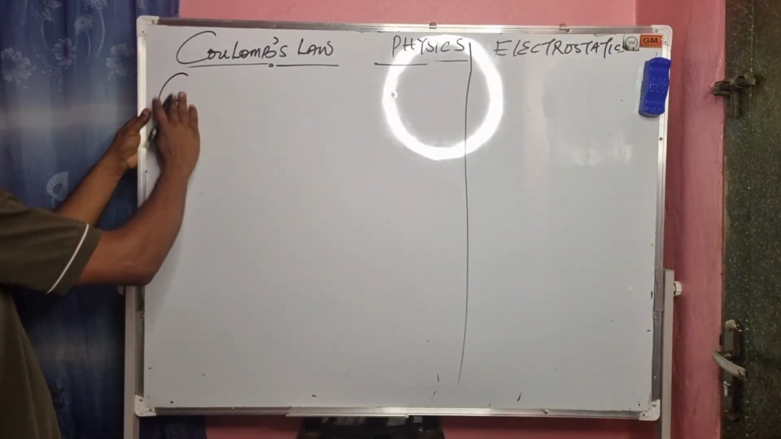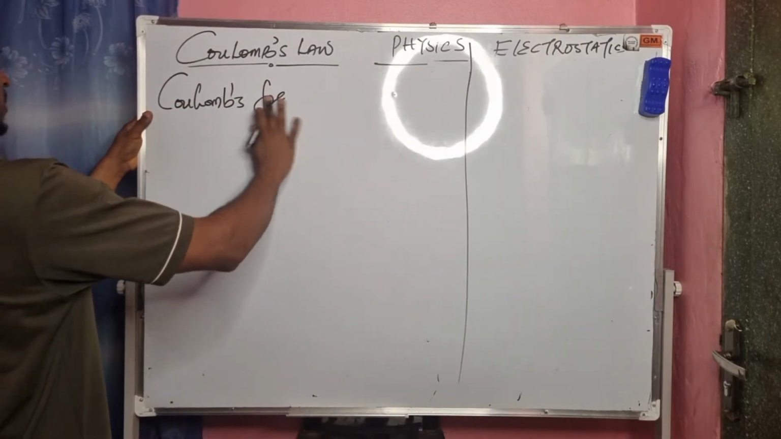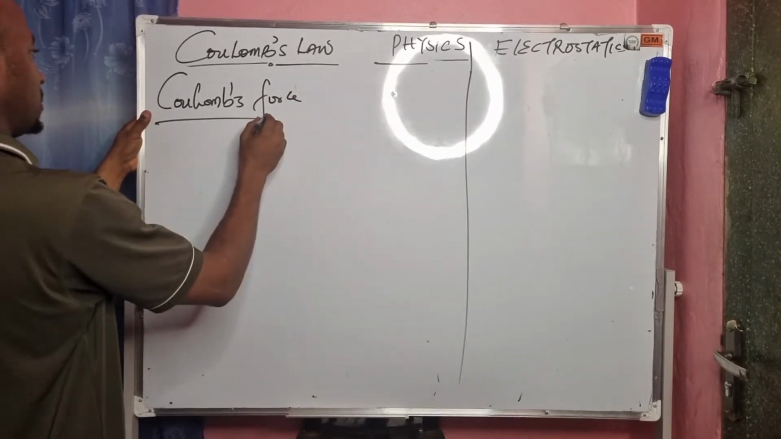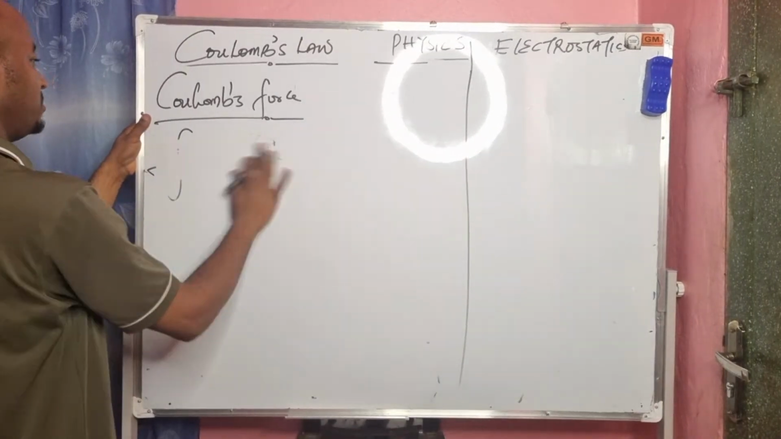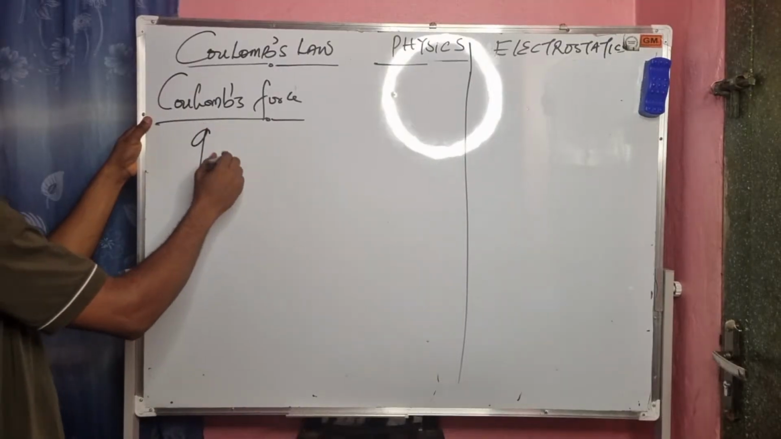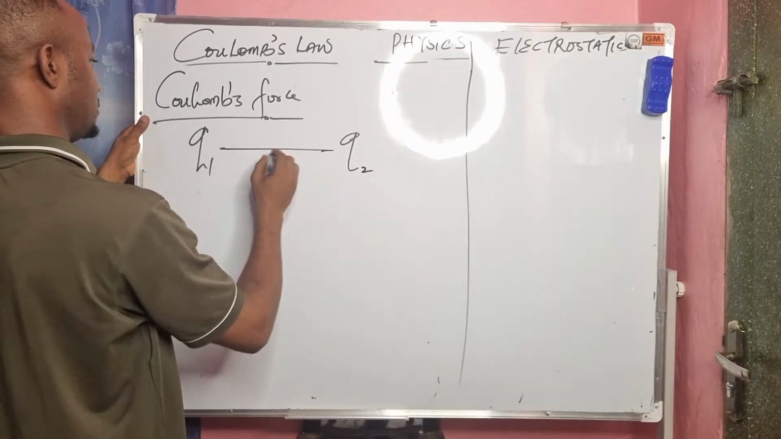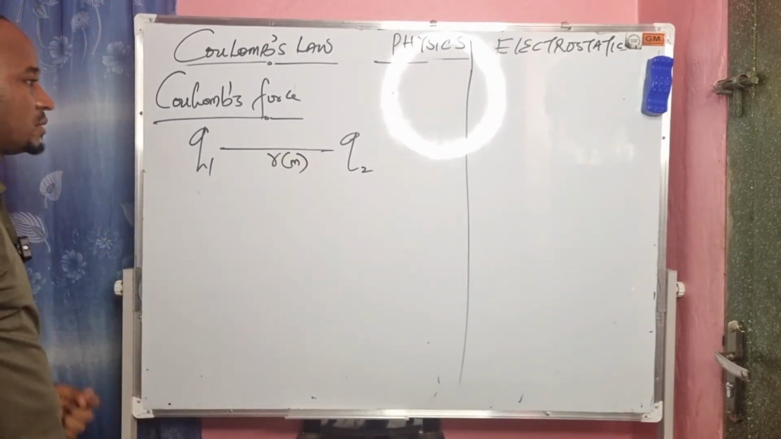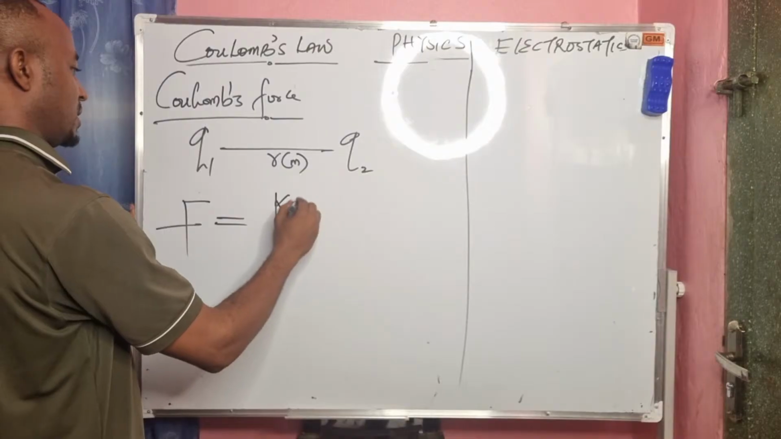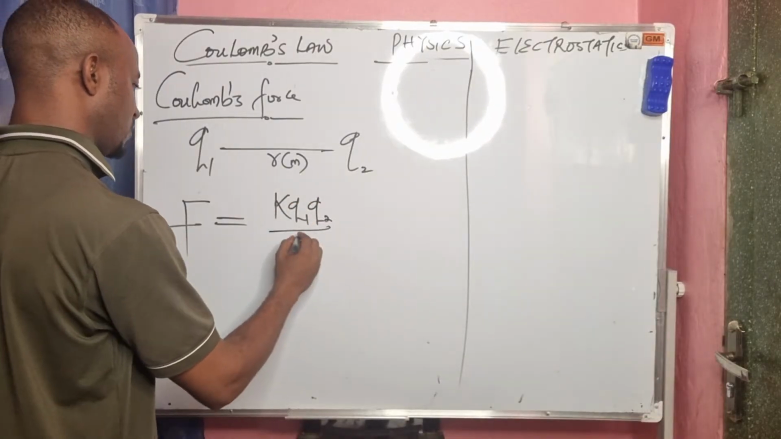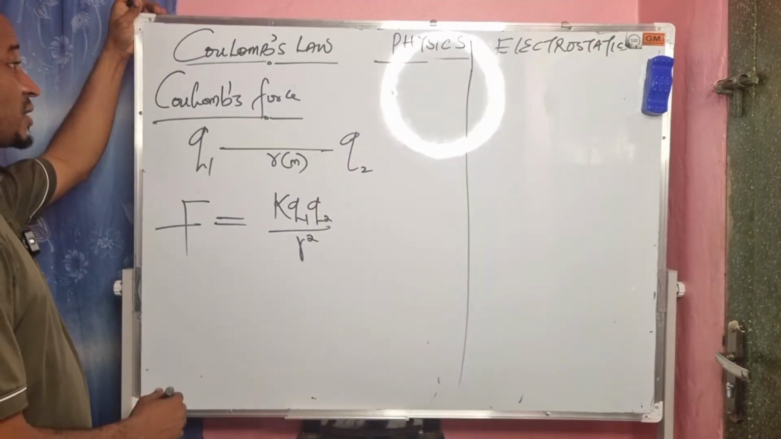Now we have seen Coulomb's force, right? The force says that F equals what? Okay, let me generate. We have two charges separated by our distance, R in meters. Good. Now, Coulomb force says that force equals Q1 Q2 over R squared. Now, I also want you to know that Coulomb force is a vector force.